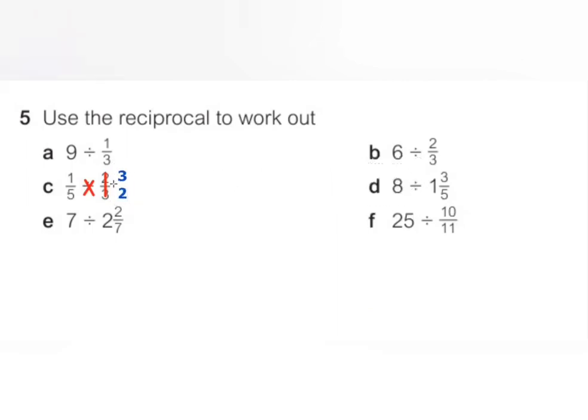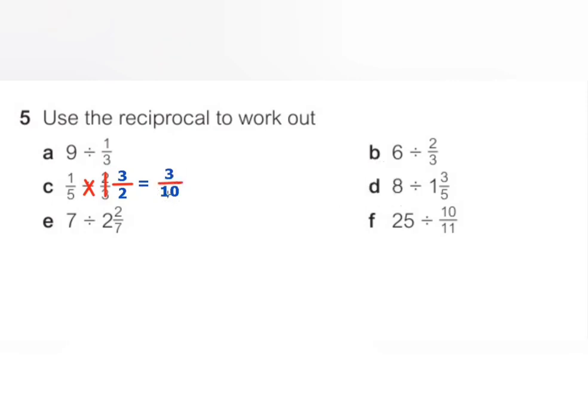So you have to use the keep, change, and flip method to answer the division of fractions. And then you multiply the numerators. 1 times 3 equals, good, let's put an equal sign here. So 1 times 3 equals, good job, 3. And then 5 times 2 equals 10. Good job. So the answer will be 3 over 10.